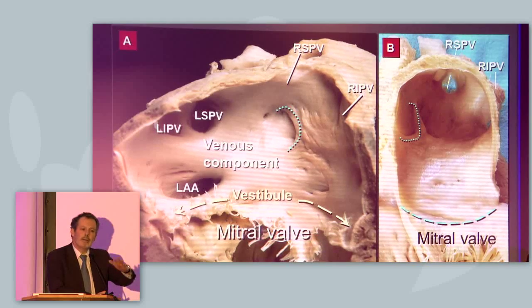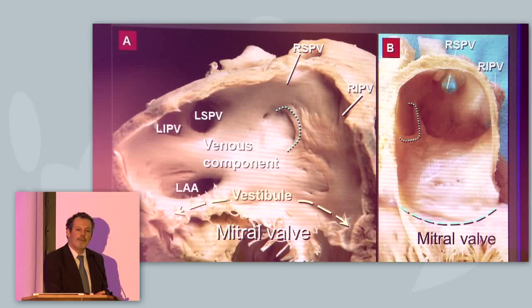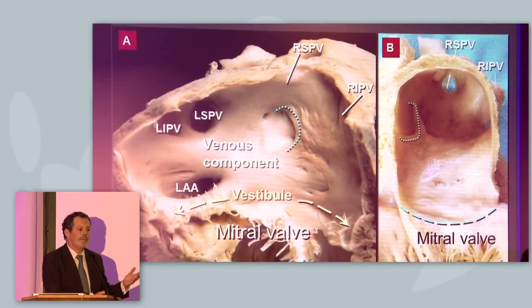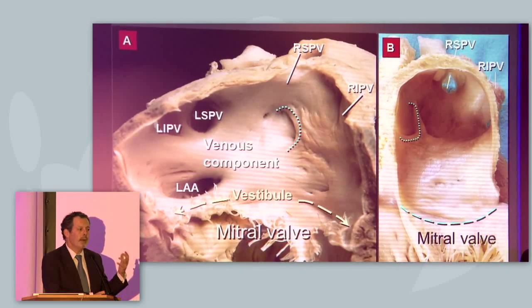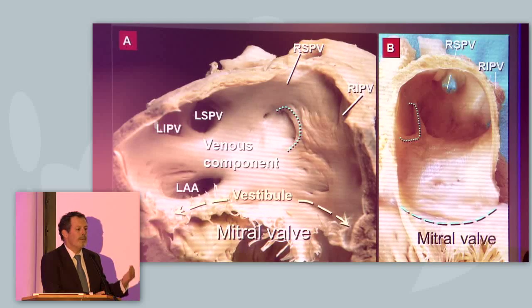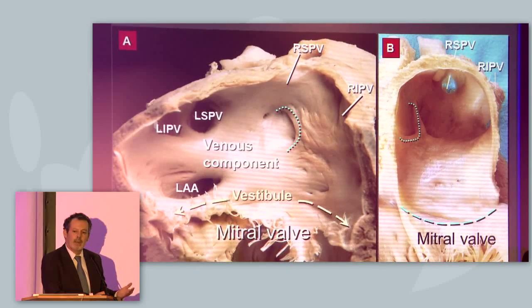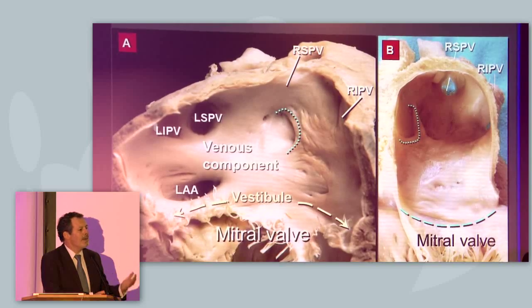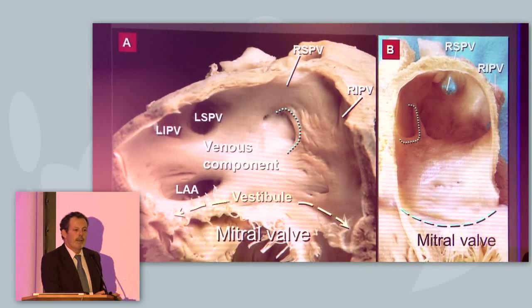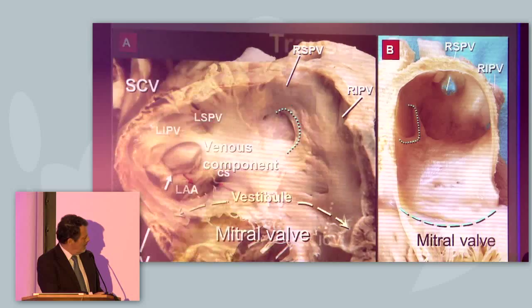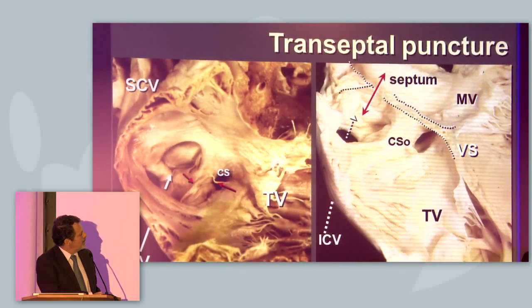Different between the right and the left atrium is the area of the venous component. The intrapulmonary venous component in the left side, and the intercaval venous component in the right side. Here you see the septum.